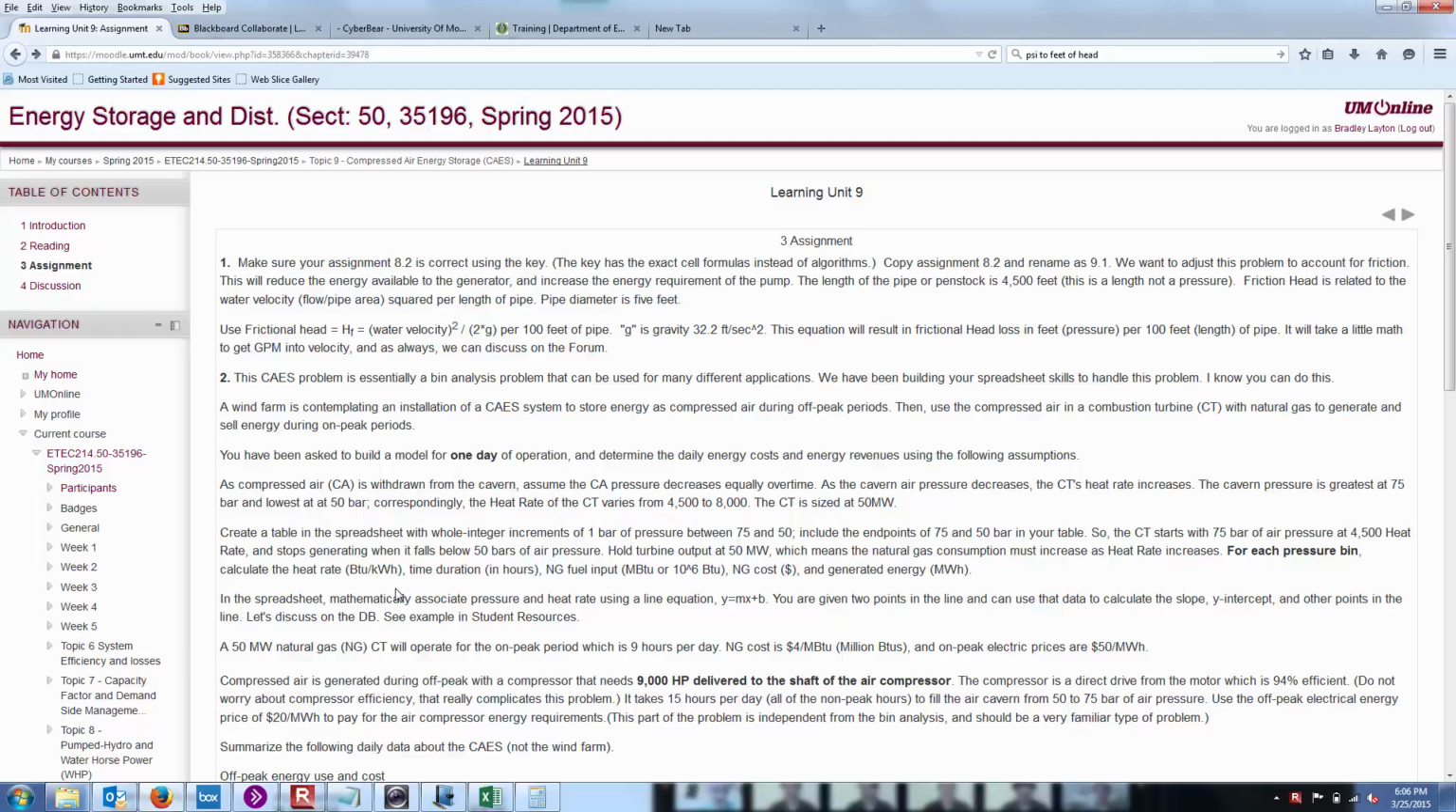Bin analysis problem used for many applications. We've been building your spreadsheet skills to handle this problem. I know you can do this. Okay, I'm pumped. Oh, I remember this bad boy. It's a good one.